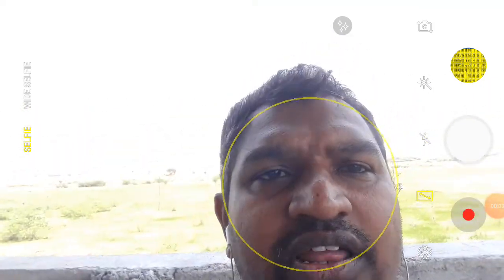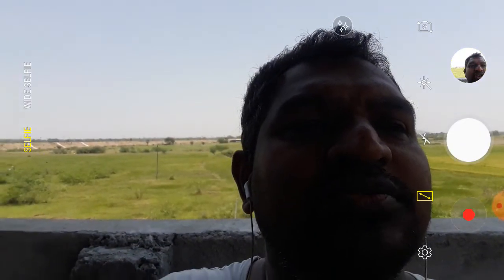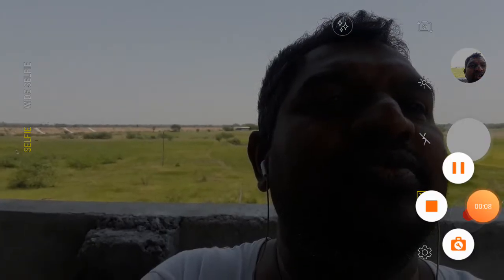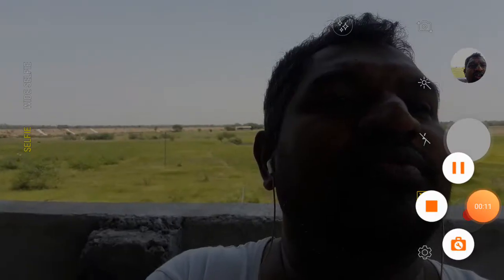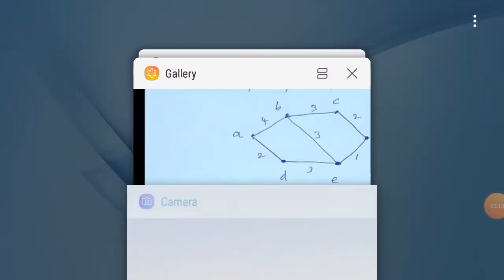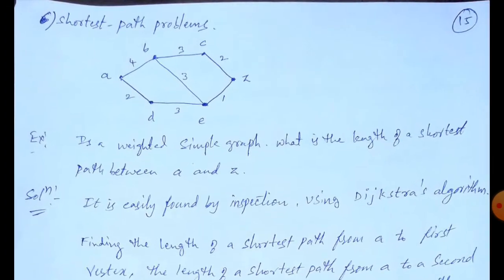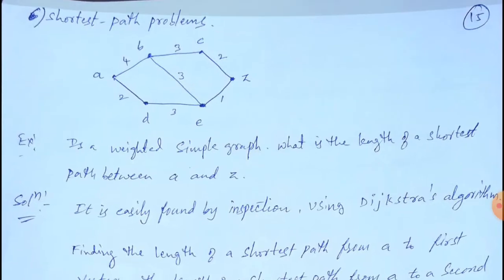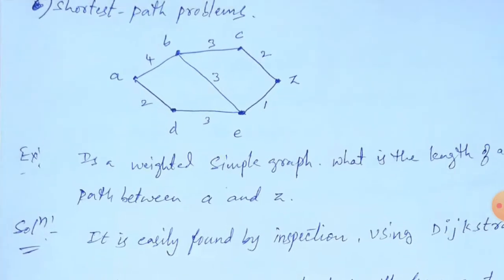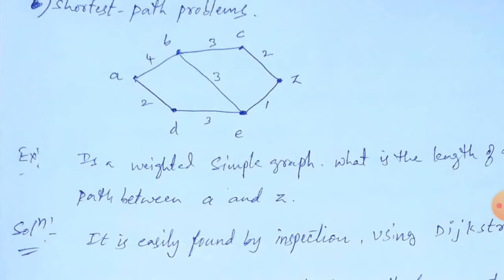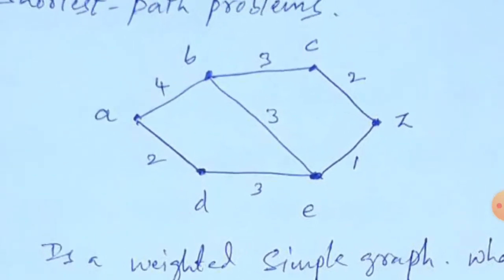Now see today, students, we will learn another topic, shortest path problems. This is the shortest path problems, another topic in this unit. Observe this graph. Vertices are there: A, B, C, D, E, Z, and of course there are numbers: 1, 2, 3, 4, 3, 3, 2, like that.